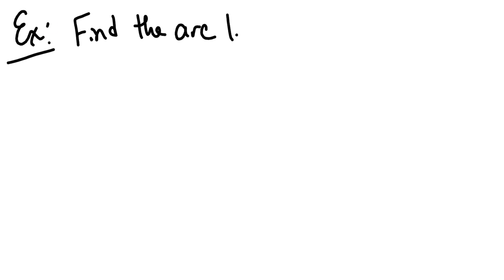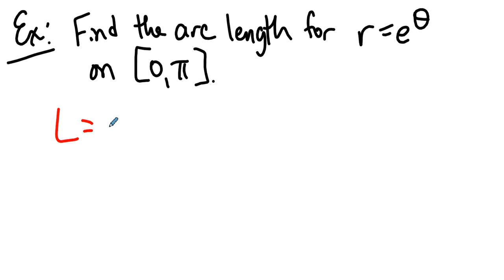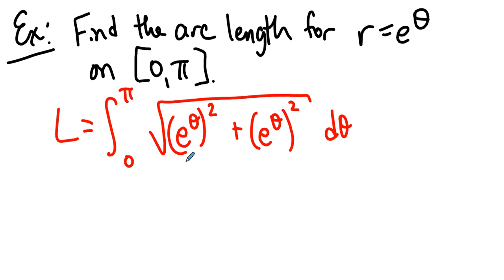And so let's practice. Let's find the arc length for r equals e to the theta on the interval from 0 to pi. Well, arc length is an integral from 0 to pi of the square root of r squared plus dr d theta squared. This part's r. This part is the derivative of r with respect to theta.